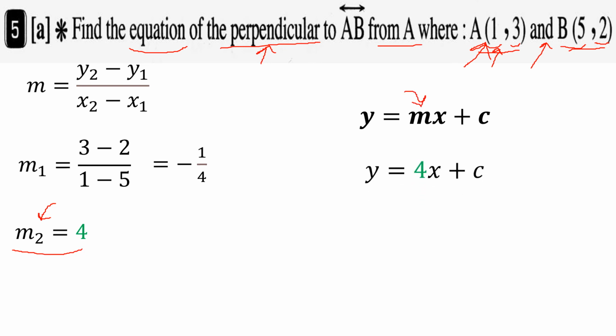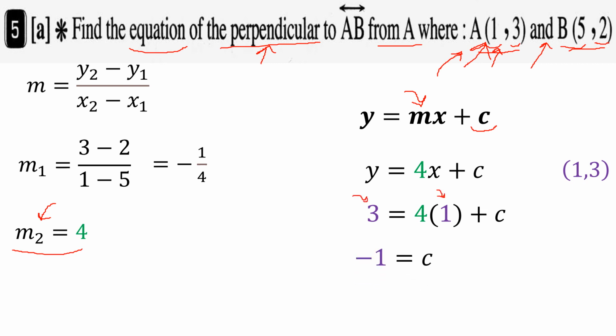Let's substitute. Now it's time to find what c is. This will be by substituting in the equation the point (1, 3). Let's substitute. y equals 3 and x equals 1. This will give me c equals negative 1. Now let's write the equation after we found c. So y equals 4x minus 1 is the equation.